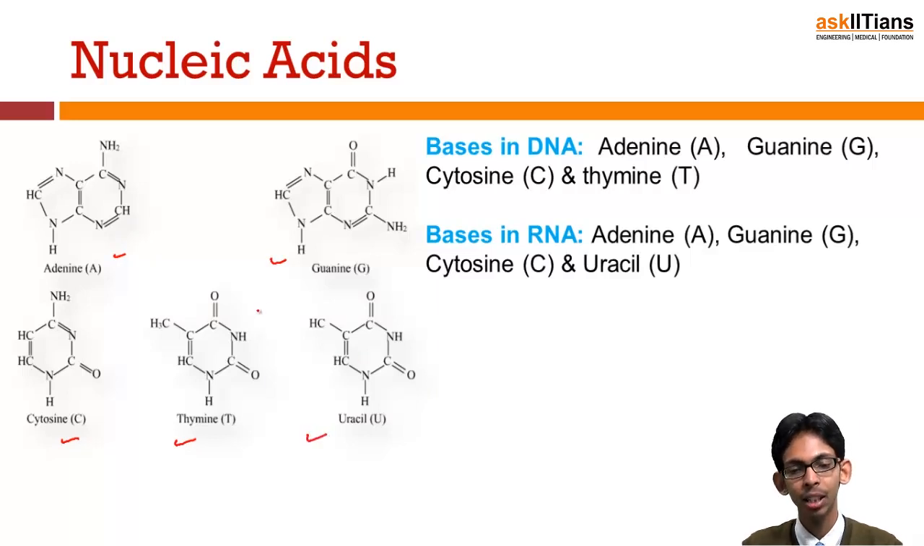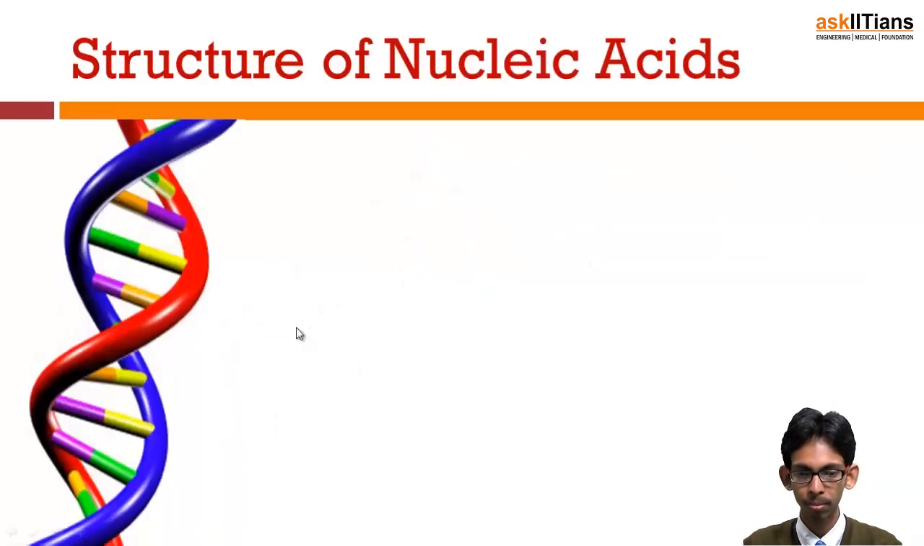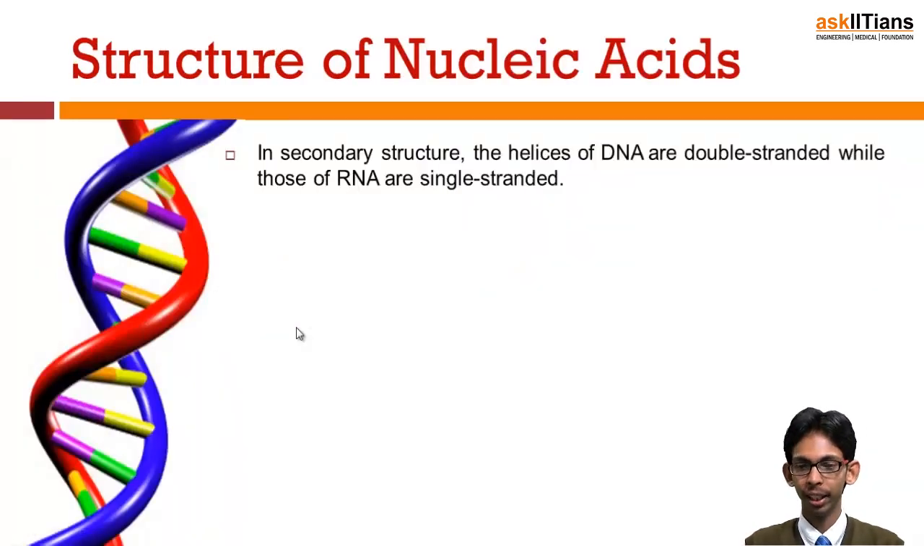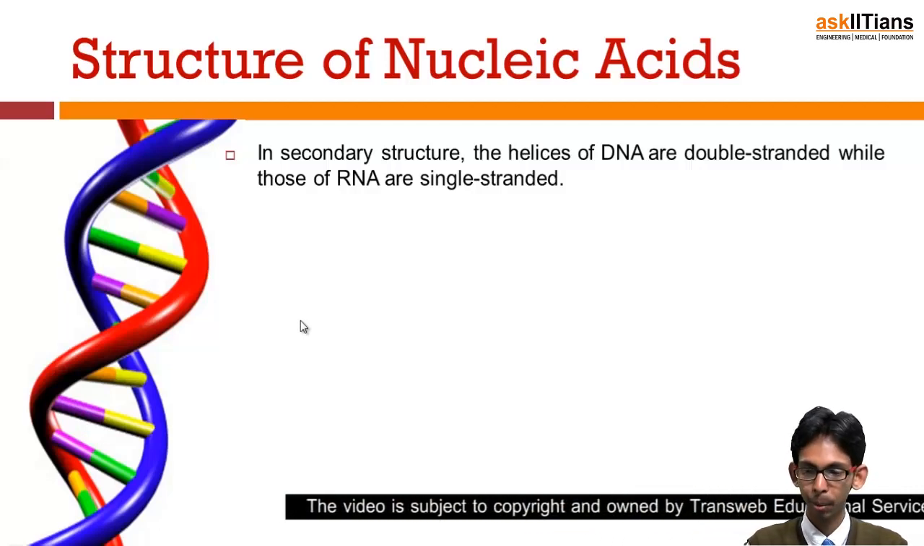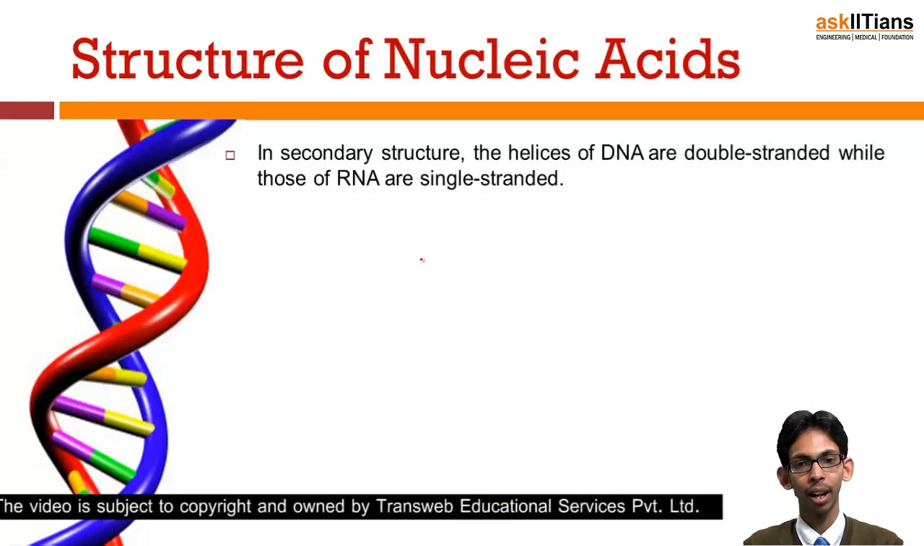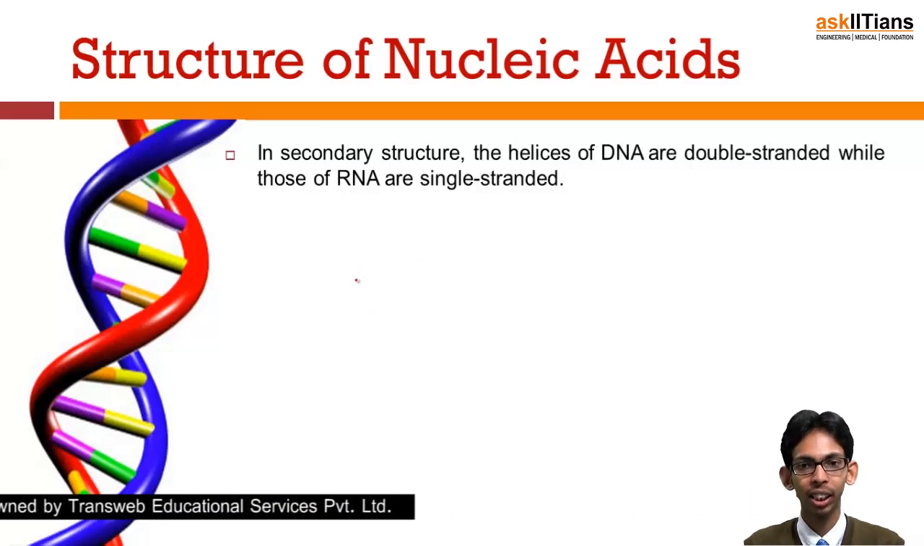So these nitrogenous bases combine with pentose sugar and phosphate group to form these nucleotides, which combine further together to form long chains of polynucleotides known as nucleic acids. Now the structure of DNA and RNA actually. In secondary structure, the helix of DNA has double strands, as we have studied. These are double strand structures, while those of RNA are single strand structures.